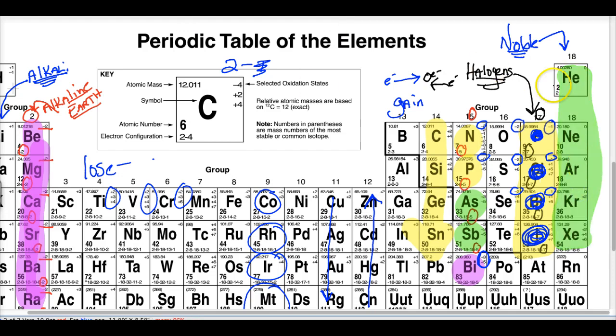Why? Because they have filled sub-energy levels or sub-levels. They either fill their energy level or have a filled 8, which is called an octet, and that makes them stable. And because they're stable, look at the charges. They don't like to gain or lose. They're pretty stable, so they don't do anything. That's why they call them inert gases as well.